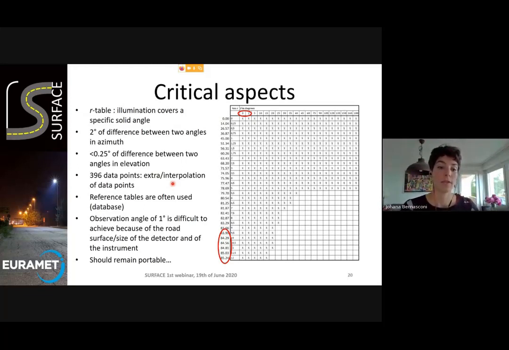A lot of them also relied on reference tables, which is why it is important to have a good database. And this will be the presentation of Valérie after me.